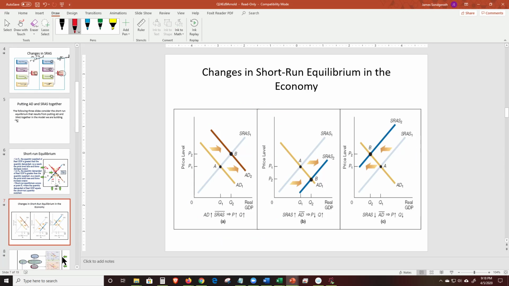Okay, so now here are changes in short-run equilibrium in the economy. And here we have an increase, a shift in aggregate demand, say from a cut in taxes or an increase in government spending. That's going to increase output and price levels. Here we have a beneficial increase, like maybe productivity is increased, shifting the short-run aggregate supply curve out. That too will increase GDP, but it will tend to lower the price level.